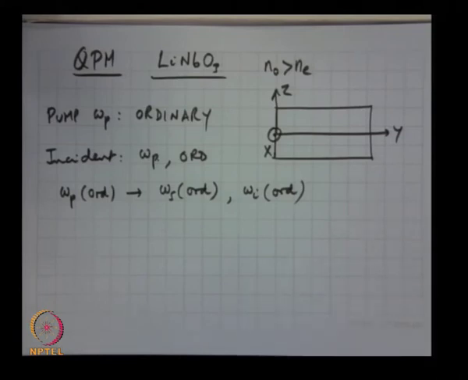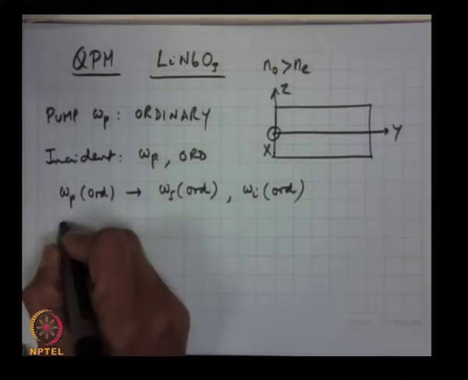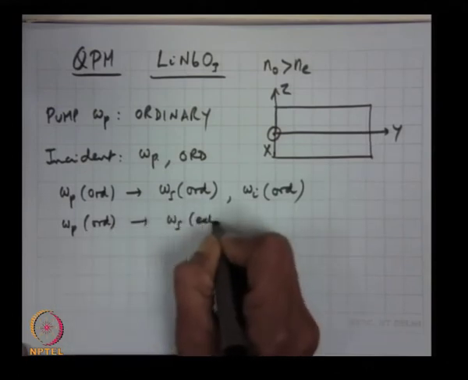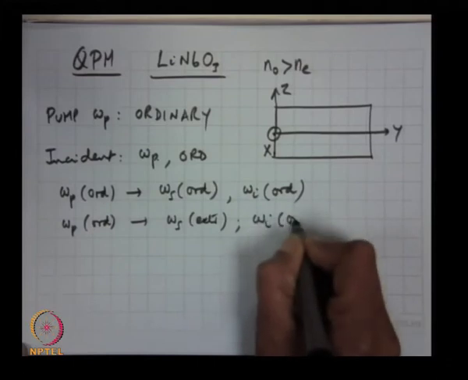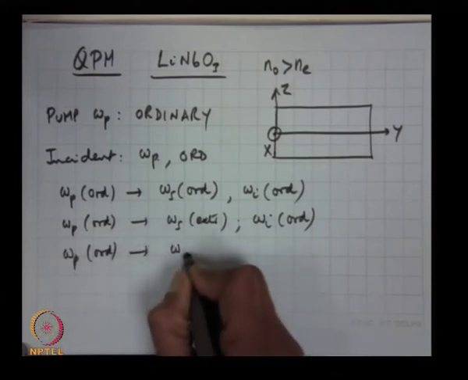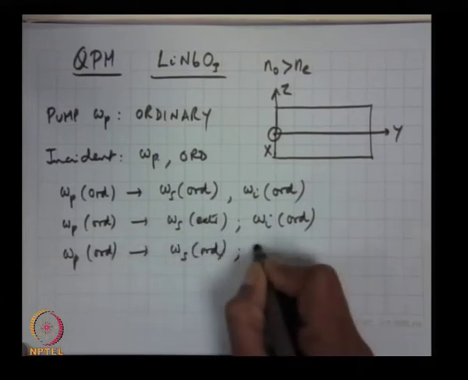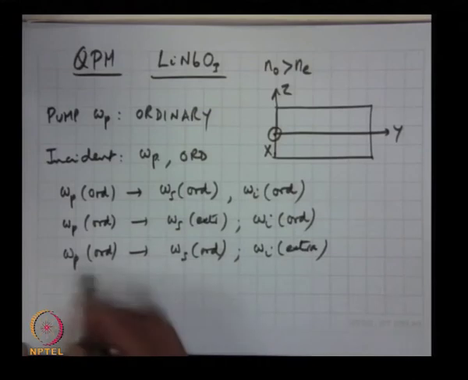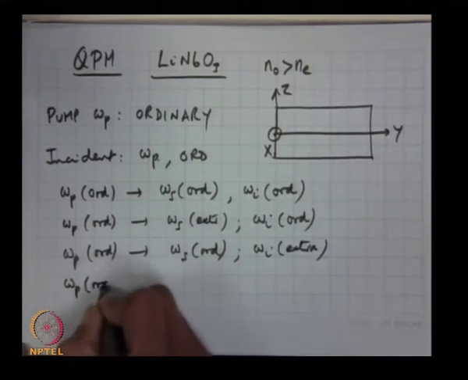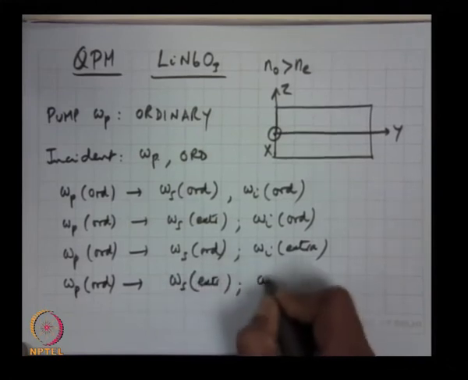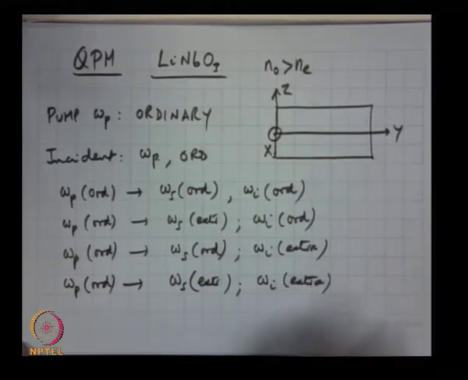In KDP, I could not do that. The other possibility is omega p ordinary giving omega s extraordinary and omega i ordinary. Omega p ordinary giving omega s ordinary and omega i extraordinary, which is the same as this, except that the names are different now. And finally, omega p ordinary can give me omega s extraordinary and omega i extraordinary. Four possibilities.